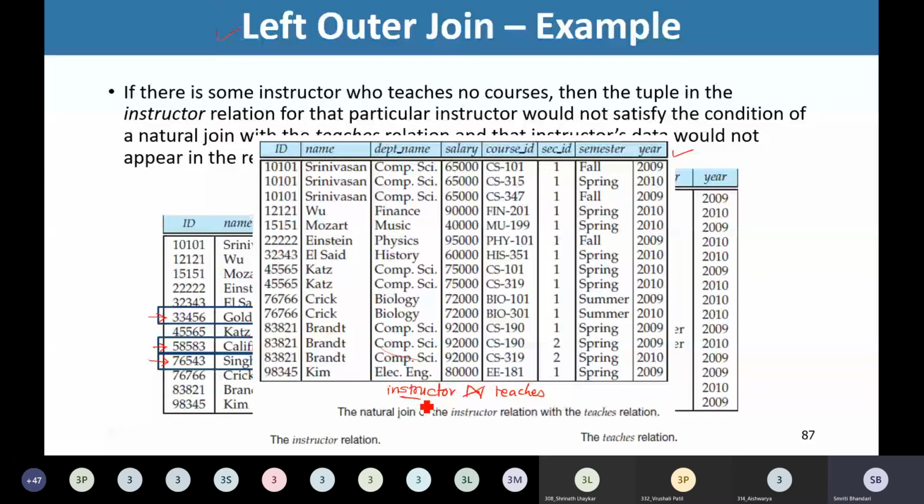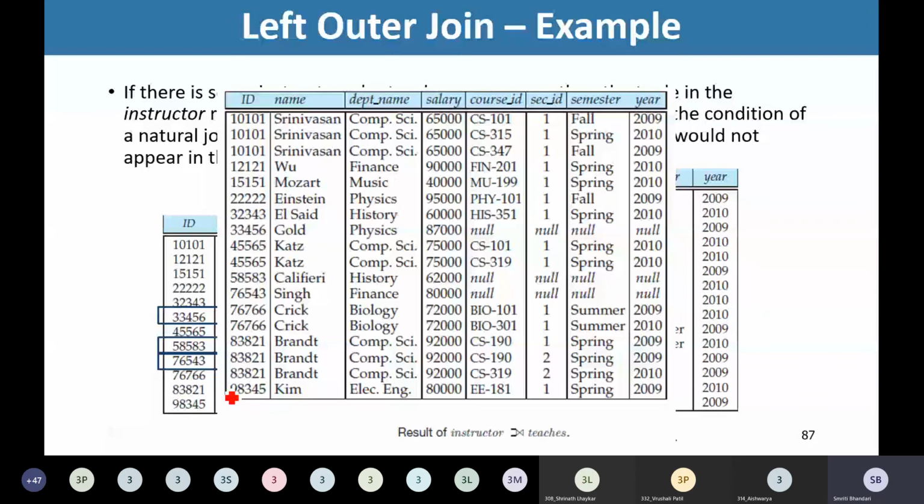And in left outer join, whichever is the table towards the left hand side, the tuples from the left hand side table for which there is no match in the right hand side table, those tuples will be added into the output. Right? What we will be getting is, see here, what we will be getting is this output.